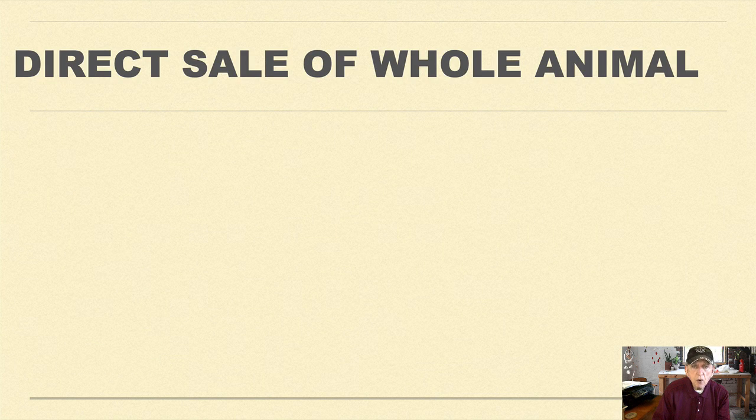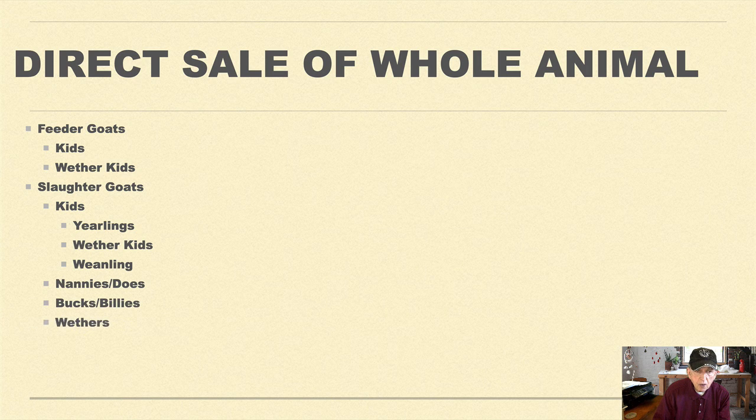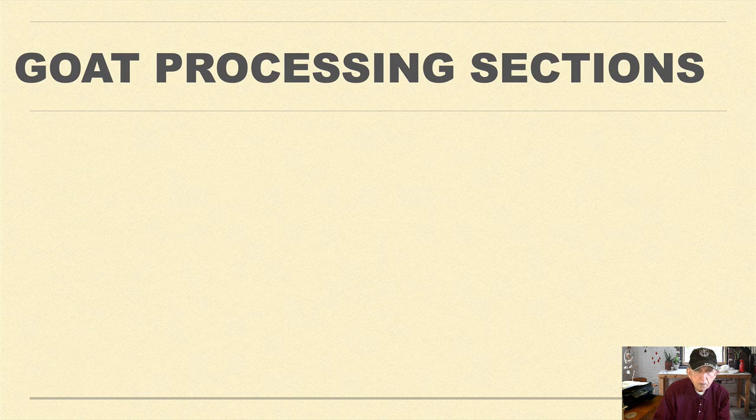Direct sale of the whole animal: feeder goats, kids, wether kids, slaughter goats, kids, yearlings, wether kids, weanlings, nannies and does, bucks and billies, wethers, replacement goats, nannies, does, bucks and billies.